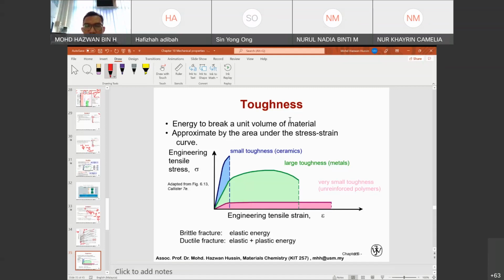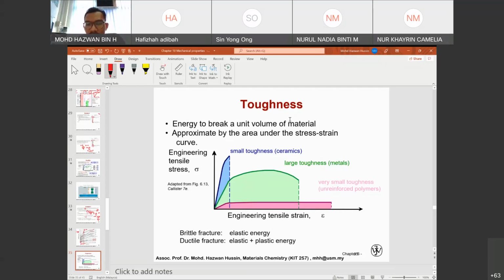So this material, if you want to indicate which one is the toughest, is actually by looking at the area underneath the curve. So if the area is bigger, then we'll say that the material is tough. Okay. So brittle material normally have a very small toughness. Okay, because after certain value, it start to break.